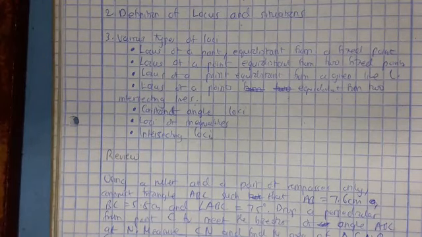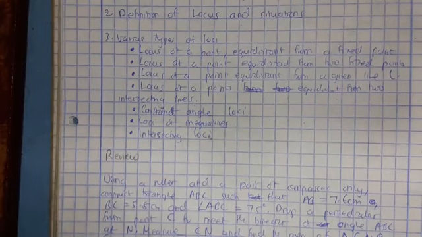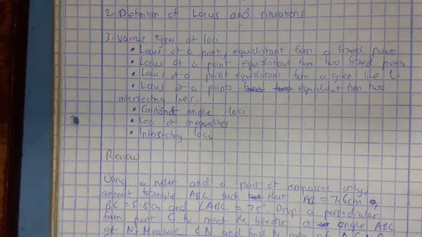I believe you can see them from the screen, so if I'm going too fast, you'll just pause because I need to cover much in a very short time. Number four, we'll look at locus of points equidistant from two intersecting lines. Then the last three, constant angle loci. Also look at loci of inequalities and intersecting loci.